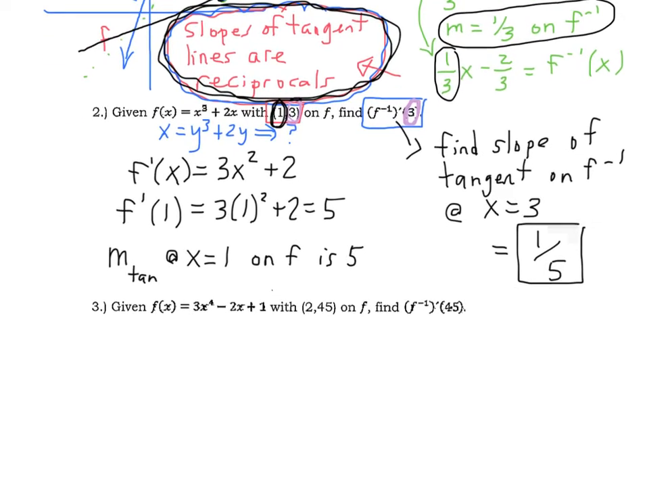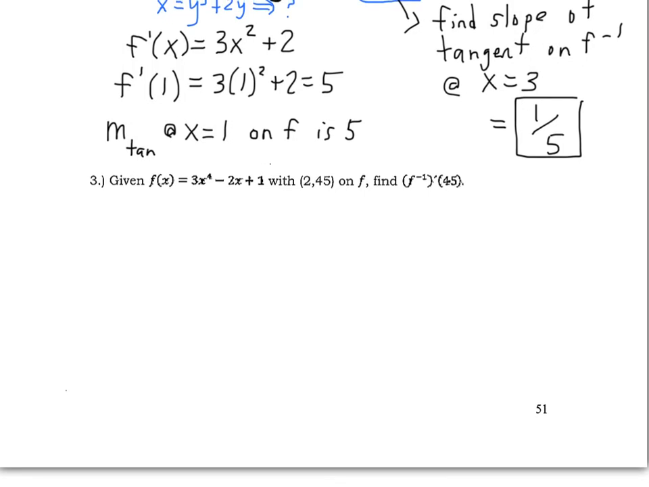One more. In this problem, we have an f of x given to us with this point. If you were to put 2 in for x, you'd get 45 out for y. We want to find the derivative at 45 on the inverse. Again, notice that this 45 is an x value on the inverse graph, and it's also a y value on f. It's always going to be the case in these problems.